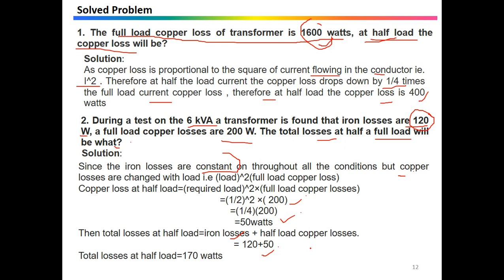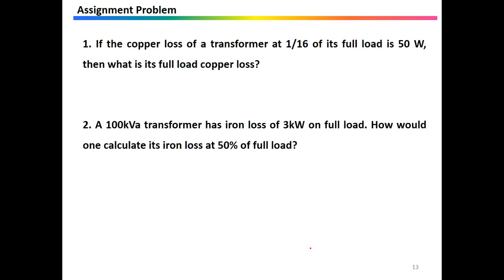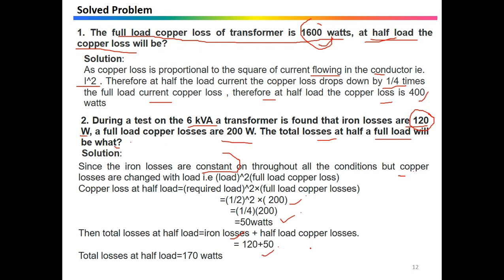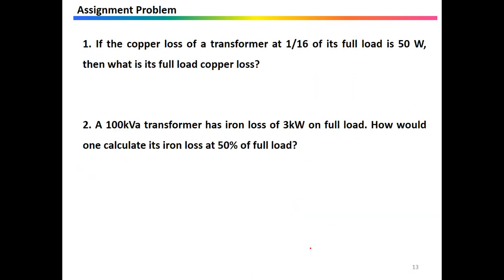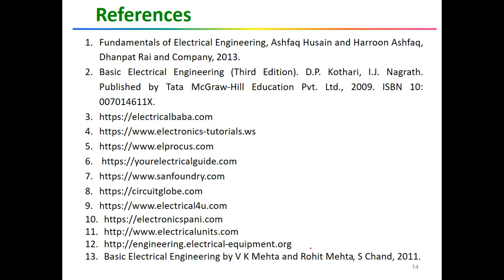I have given a problem for you to solve based on this video lecture, and I think you will solve it very easily by taking into consideration these two problems. So this is all about the losses in the transformer.